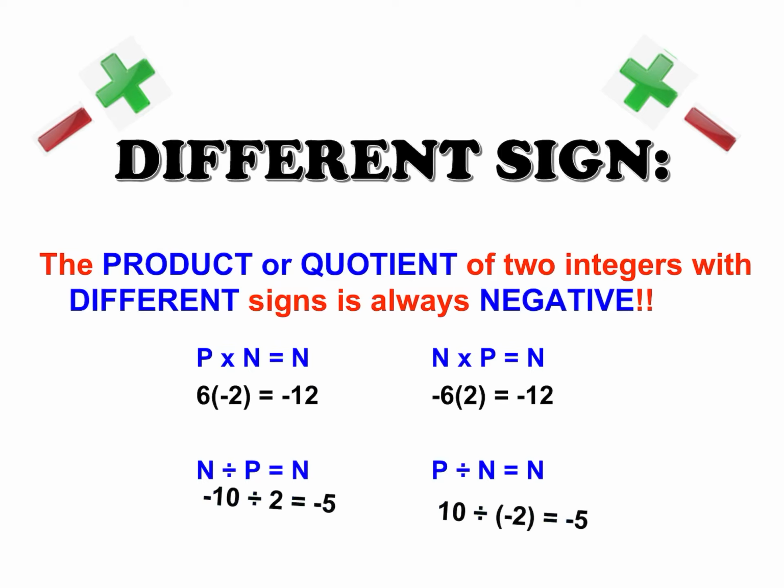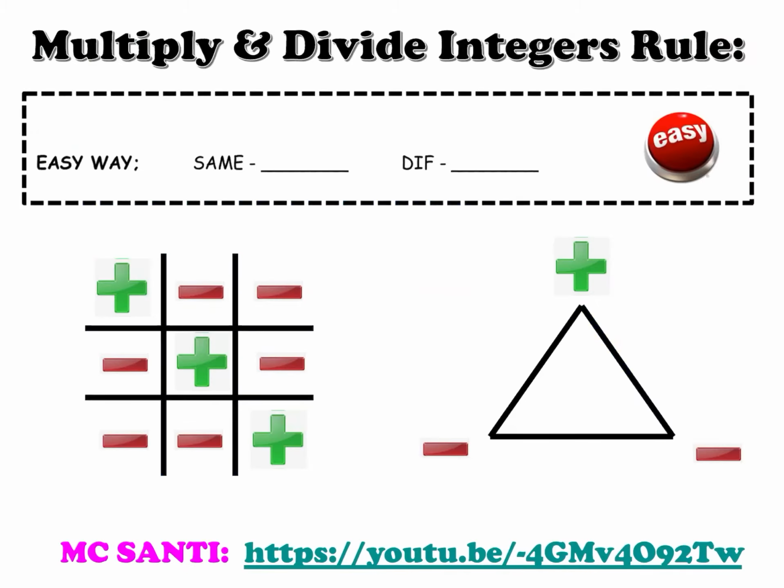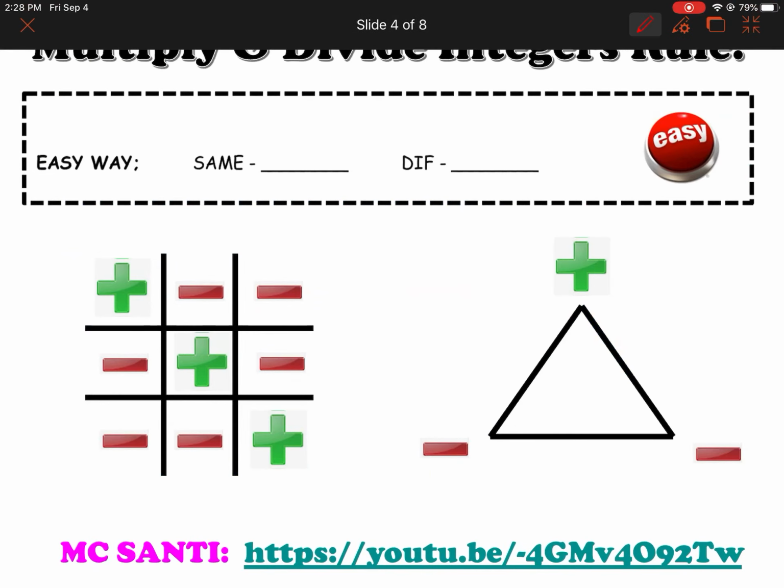Same is true if you're dividing, so the quotient, so negative divided by a positive, negative 10 divided by positive 2, signs are different, you're going to get negative 5. If you had positive divided by a negative, you're also going to get negative 5. In this case, positive 10 divided by negative 2 is negative 5. We're going to kind of show you an easier way.